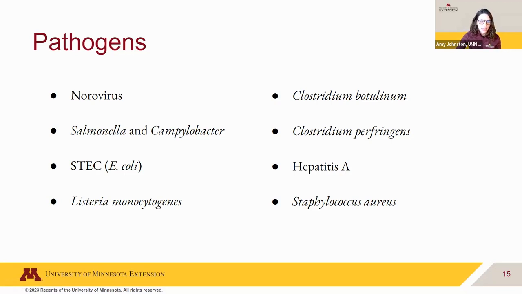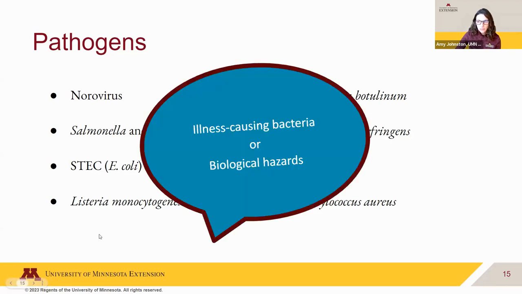And then just a quick note as to why some of the pathogens are written in italics, such as salmonella. This is just due to the scientific nomenclature or the naming of these microorganisms. When we're talking about a specific species of a pathogen, it gets italicized. So STEC is not italicized because we're not talking about just one specific kind of E. coli. And just a reminder, pathogens are illness-causing bacteria, which are biological hazards. So you may see or hear those terms used interchangeably.